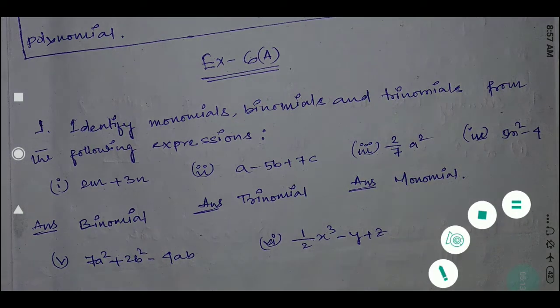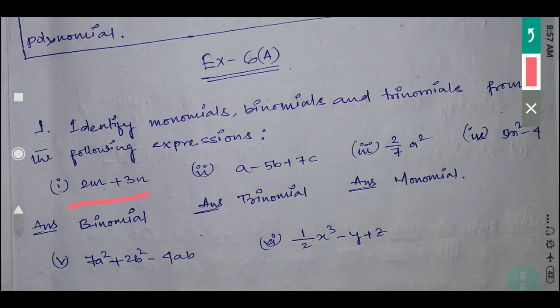See here, the first example question is given: 2m plus 3n. Is there addition in between them? Yes, one addition is there. Is there subtraction? Not there. So now you count the addition, which means the terms will be separated. Suppose this is one house, one room. In that room, this is the boundary wall. So how many rooms are there? Only one room. So if in that room I have given one wall here, a wall.